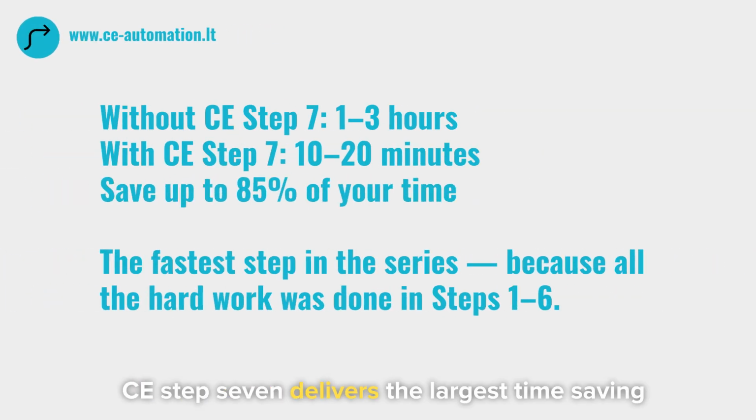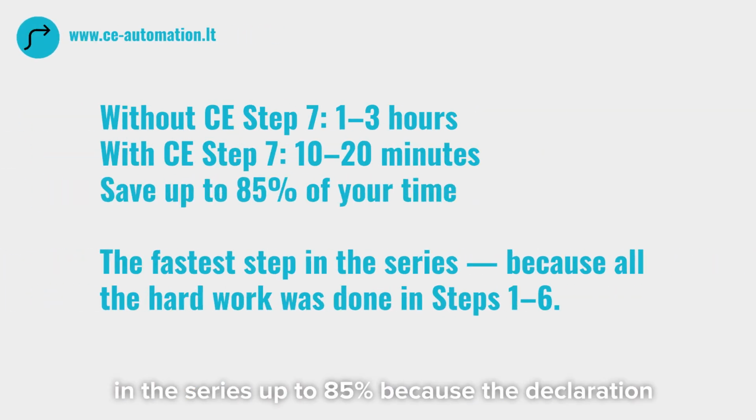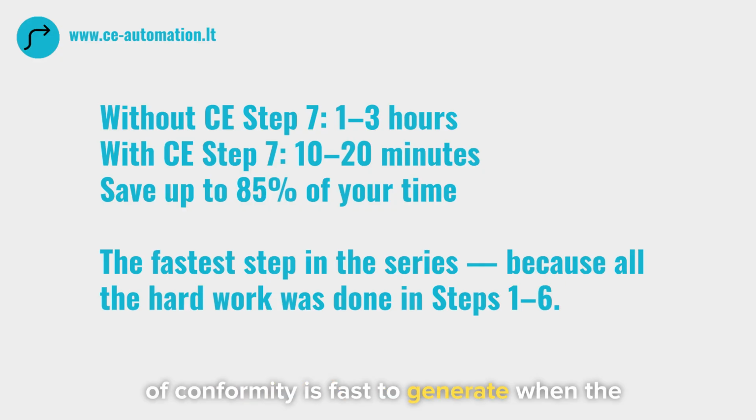CE Step 7 delivers the largest time saving in the series, up to 85%, because the declaration of conformity is fast to generate when the underlying work is solid. Steps 1 to 6 did the hard work. Step 7 assembles it into a legally correct document in minutes rather than hours.